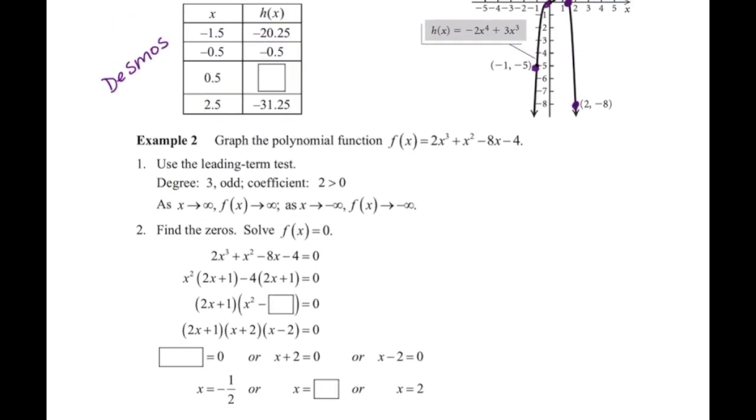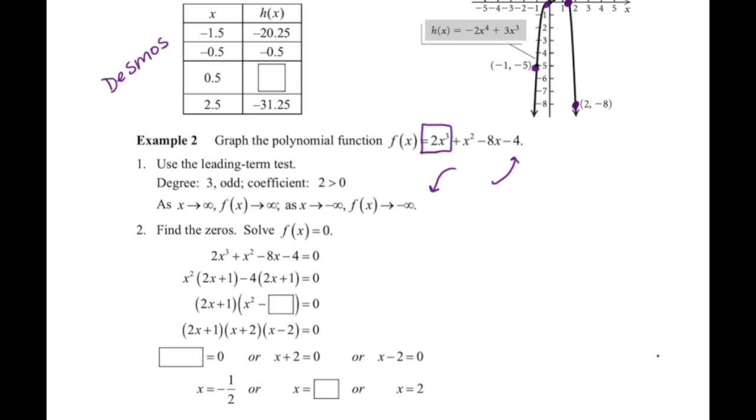All right, graph the polynomial function 2x cubed plus x squared minus 8x minus 4. We're first going to use the leading term test. It's already written in descending order for us. So I have 2x cubed. Our leading term, its exponent is 3, which is odd, and our coefficient is bigger than 1. So I know on the left-hand side, I'm going to go down, but on the right-hand side, I'm going to go up. But I do not know what's going to happen in between.